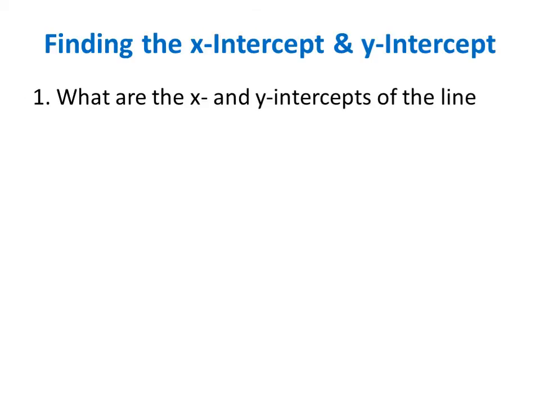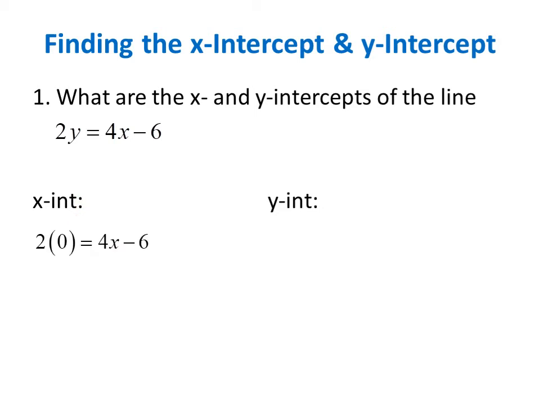Let's consider some problems. What are the x and y-intercepts of the line 2y is equal to 4x minus 6? For the x-intercept, this is an x value, so we have to make y 0. So we have 2 times y, that is 2 times 0, equals, then we copy the right side. To solve for x, we have to isolate the x term, so we can transpose negative 4x to the other side. Therefore, we have 4x equals 6, as negative 6 on the other side becomes positive 6.